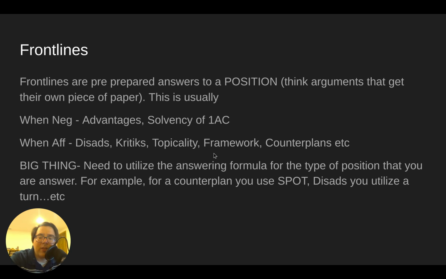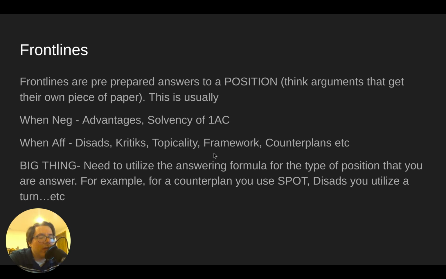The last one, and I think this is probably arguably the easiest and the hardest to understand. Front lines are pre-prepared answers to a position. So when you're negative, think of things like advantages, solvency of the 1AC. Those would have front lines. What are your pre-prepared initial responses that you are going to make against an advantage or against the solvency of a particular 1AC? When you're affirmative, your front lines are going to be things like answering disads, critiques, topicality, framework, counterplans, possibly, etc., in case there's something I'm missing.